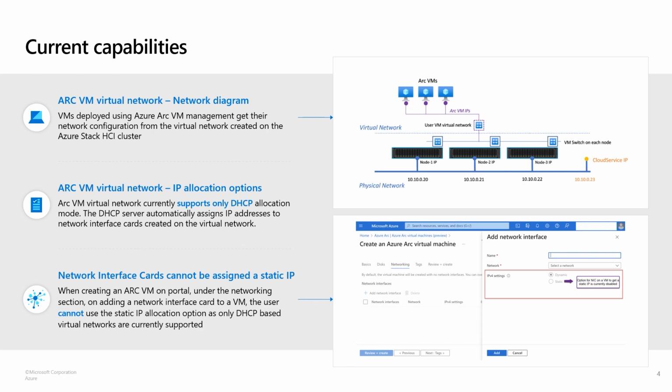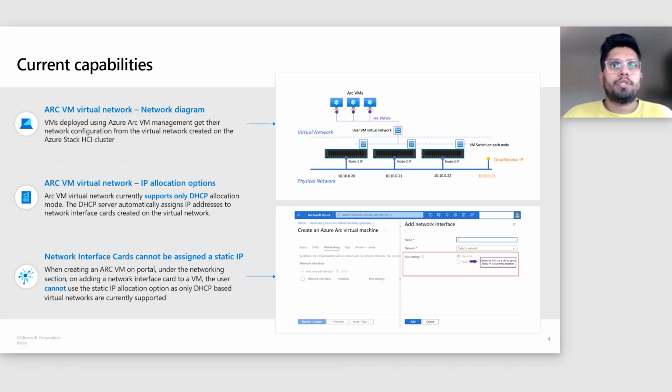Let's take a look at the current capabilities. VMs deployed using Azure Arc VM Management get their network configurations from the virtual network that is created on the Azure Stack HCI cluster. On the top right of your screen, there's a network topology diagram that shows this virtual network as a blue dotted line. Arc VM Virtual Network currently supports only DHCP allocation mode. Your DHCP server automatically assigns IP addresses to the various virtual devices you create on your virtual network.